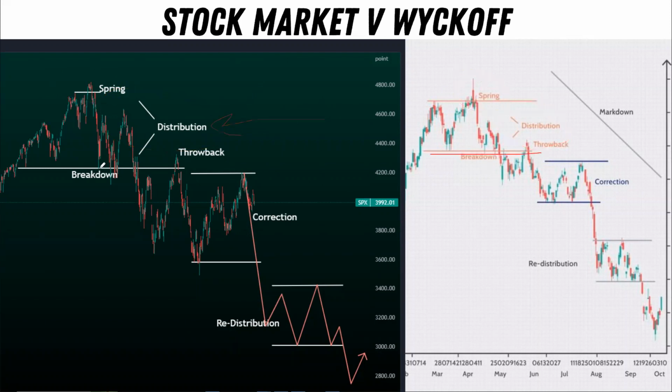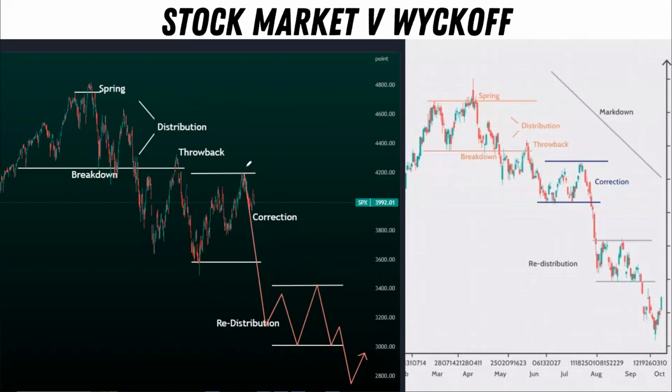Then we get the breakdown, right? And we have the breakdown here as well. And then you get the move down off of the breakdown and the throwback back above that initial trend line. You can see we have the throwback here, and then we head into this correction phase, right? And so that's exactly where we're at right now. We're in the correction phase.